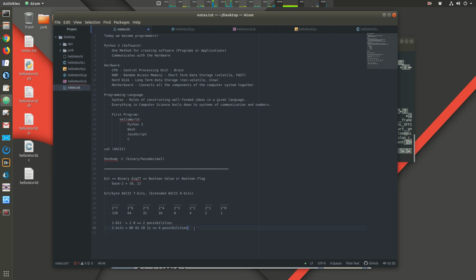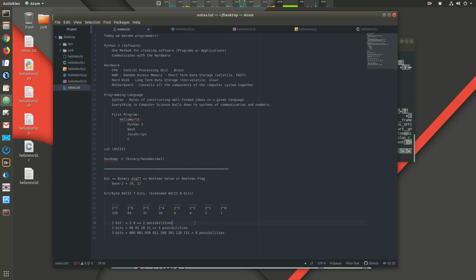Okay. What about with 3 bits? With three bits we can have 000, 001, 010, 011, 100, 101, 110, and 111. And if we count all these up, we've got 1, 2, 3, 4, 5, 6, 7, 8. There's 8 possible numbers that we can write with 3 bits, 3 binary digits.